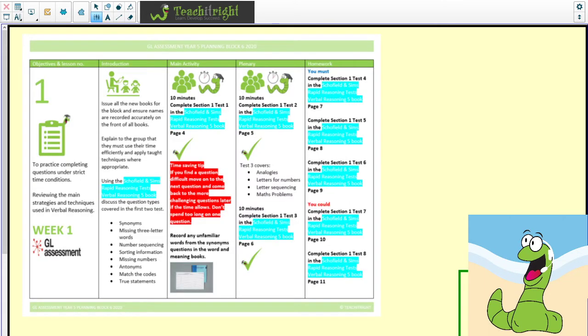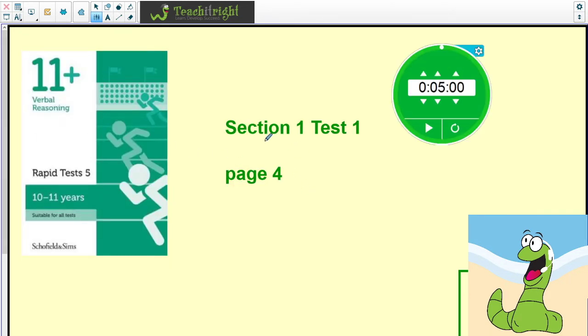So let's have a look at the lesson plan for today. As I say, we are going to be using the Schofield and Sims book, and we're going to be looking at all these different types of questions. We've got synonyms, missing 3-letter words, number sequences, sorting out information, missing numbers, antonyms, match the codes, and true statements. So we've got a lot of different question types to get through. So let's begin and have a little look at Section 1, Test 1, page 4.